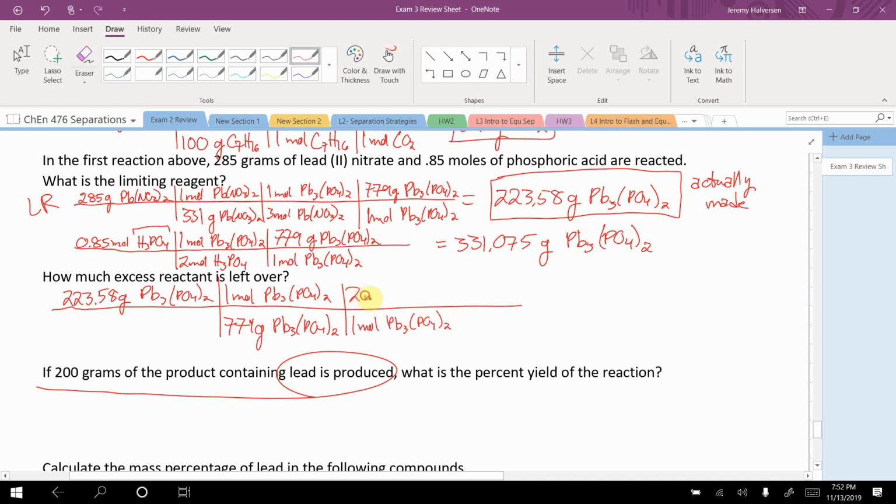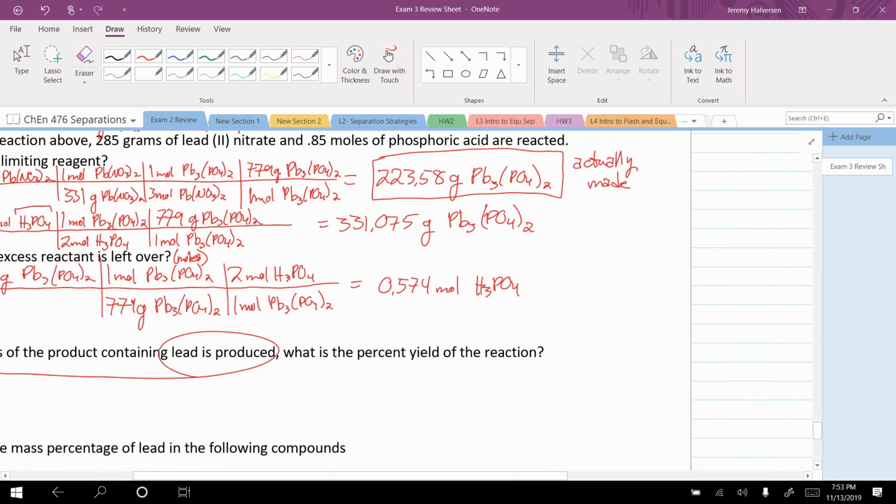And the ratio is 2. And then, does it say how much excess reactant? We're just going to find it in moles. Sound good? Because it's already in moles. So I do this, I get 0.574 moles of H3PO4. Is that how much is left over? We done? No, why? That was how much was used.